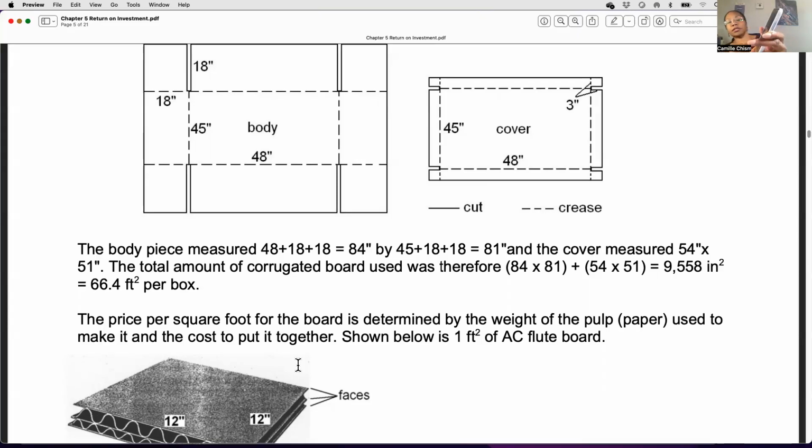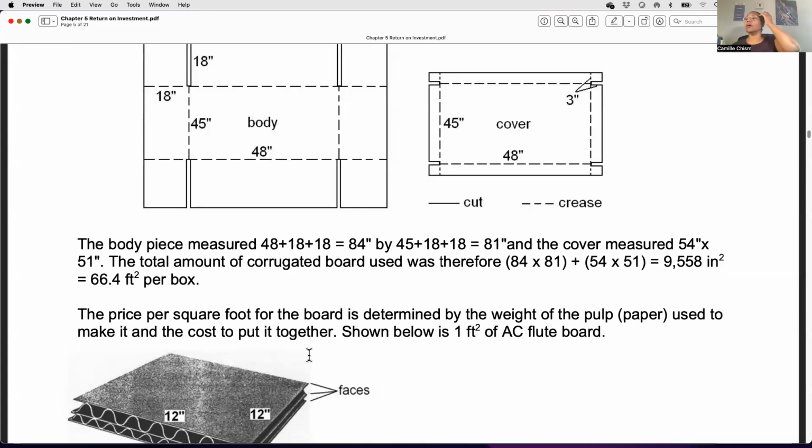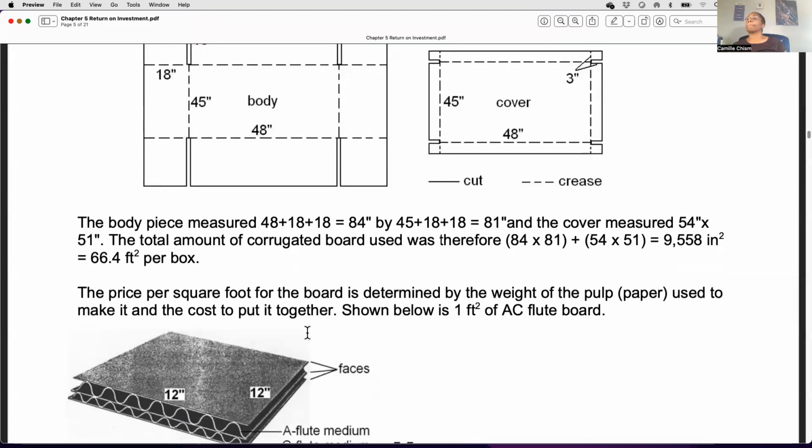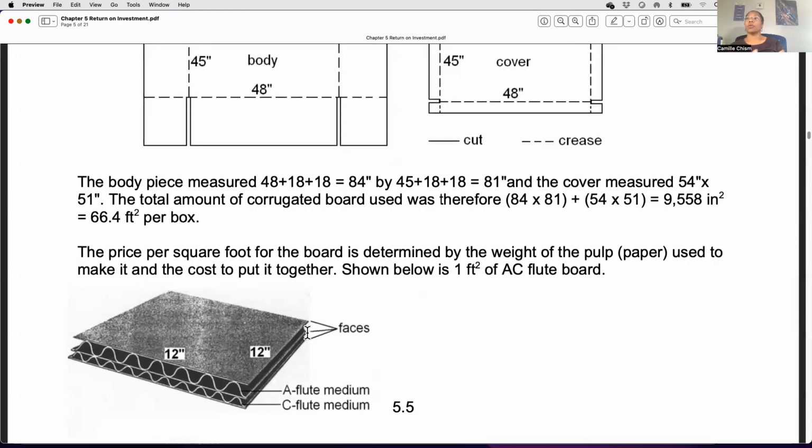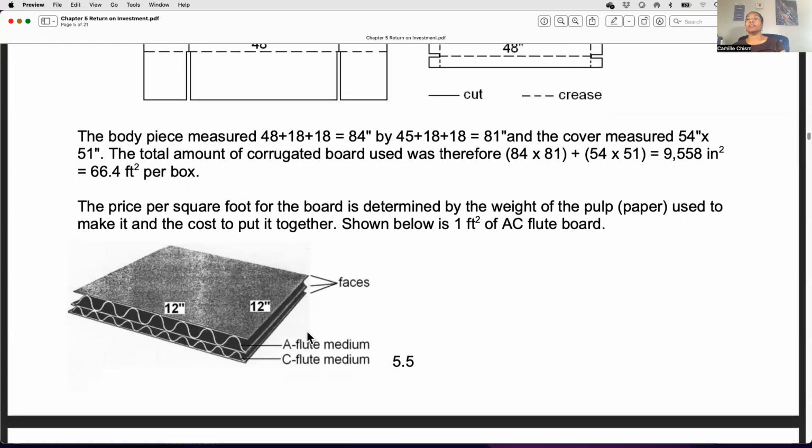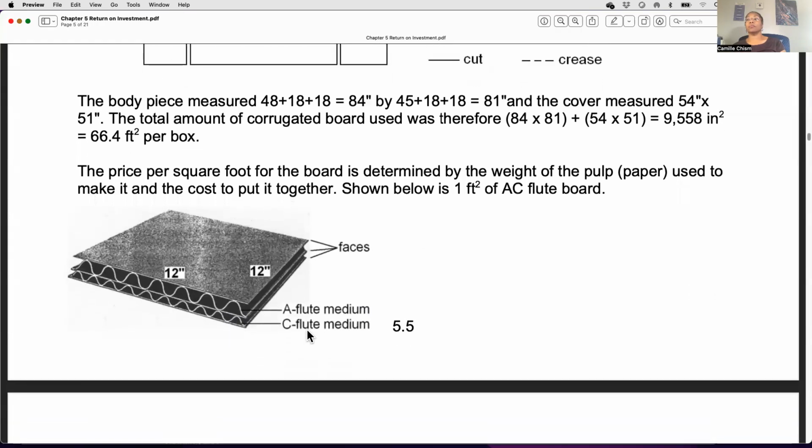So the 144 is basically the square inches in a square foot. It's 12 inches times 12 inches, to get 144 square inches. And then you use that divided by 144 to get your square feet. Okay, so the price of your square footage for the board is determined by the weight of the pulp and the cost to put it together. Okay, so this is a general rule.